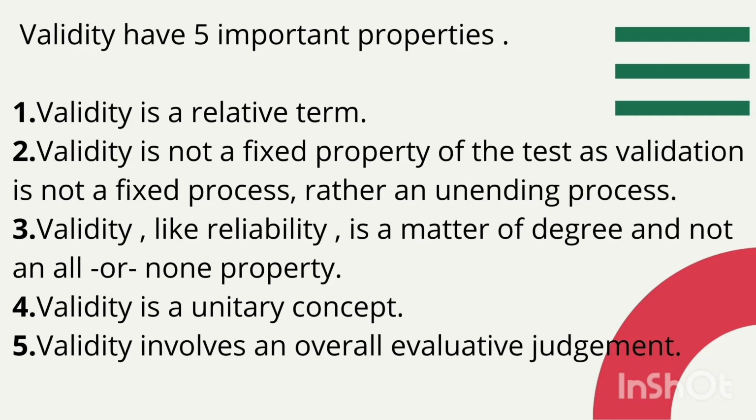Third property is validity, like reliability, is a matter of degree and not an all or none property. A test meant for measuring a particular trait or ability cannot be said to be either perfectly valid or not valid at all. Fourth property of validity is validity is a unitary concept. Fifth property is validity involves an overall evaluative judgment.